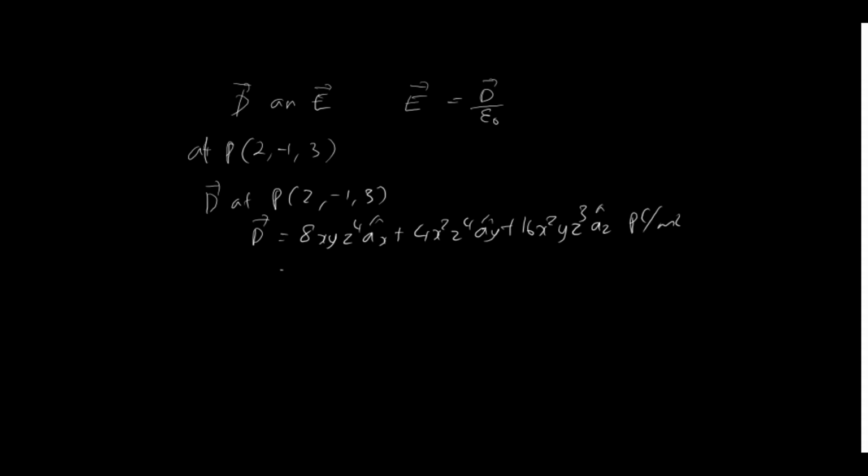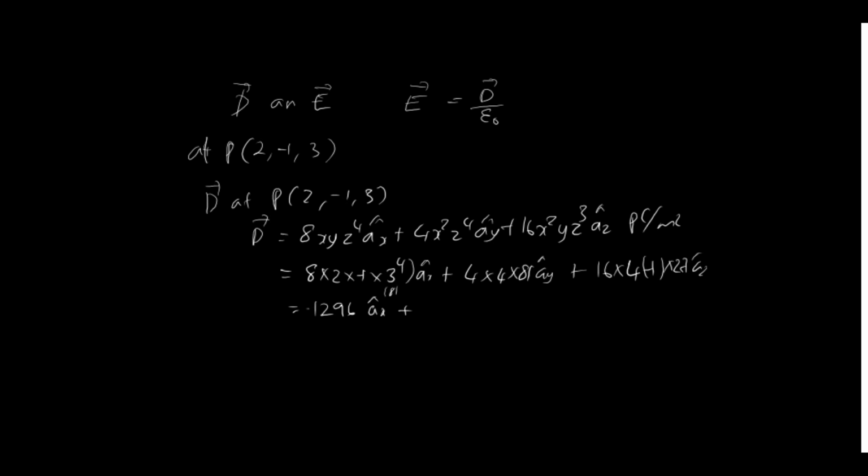So you have to substitute 2, minus 1 and 3 here, so that will be 8 into 2 into minus 1 into 3 raised to 4, that is 81. This will be 81 ax cap plus 4 into 2 square, that is 4, into z raised to 4, that will be 81 ay cap plus 16 into 4 into minus 1 into 3 cube, that will be 27 az cap. So if you substitute the values, you will get minus 1296 ax cap plus 1296 ay cap minus 1728 az cap. So this is D.